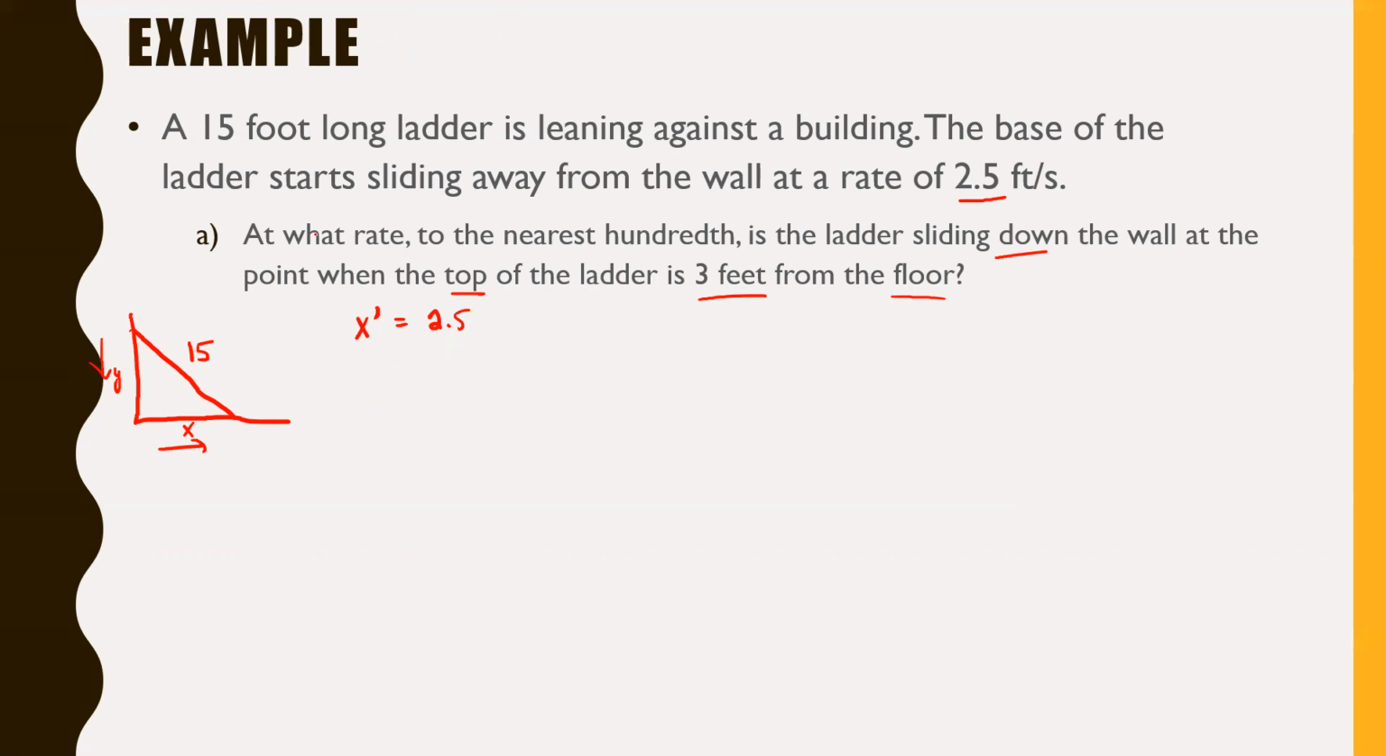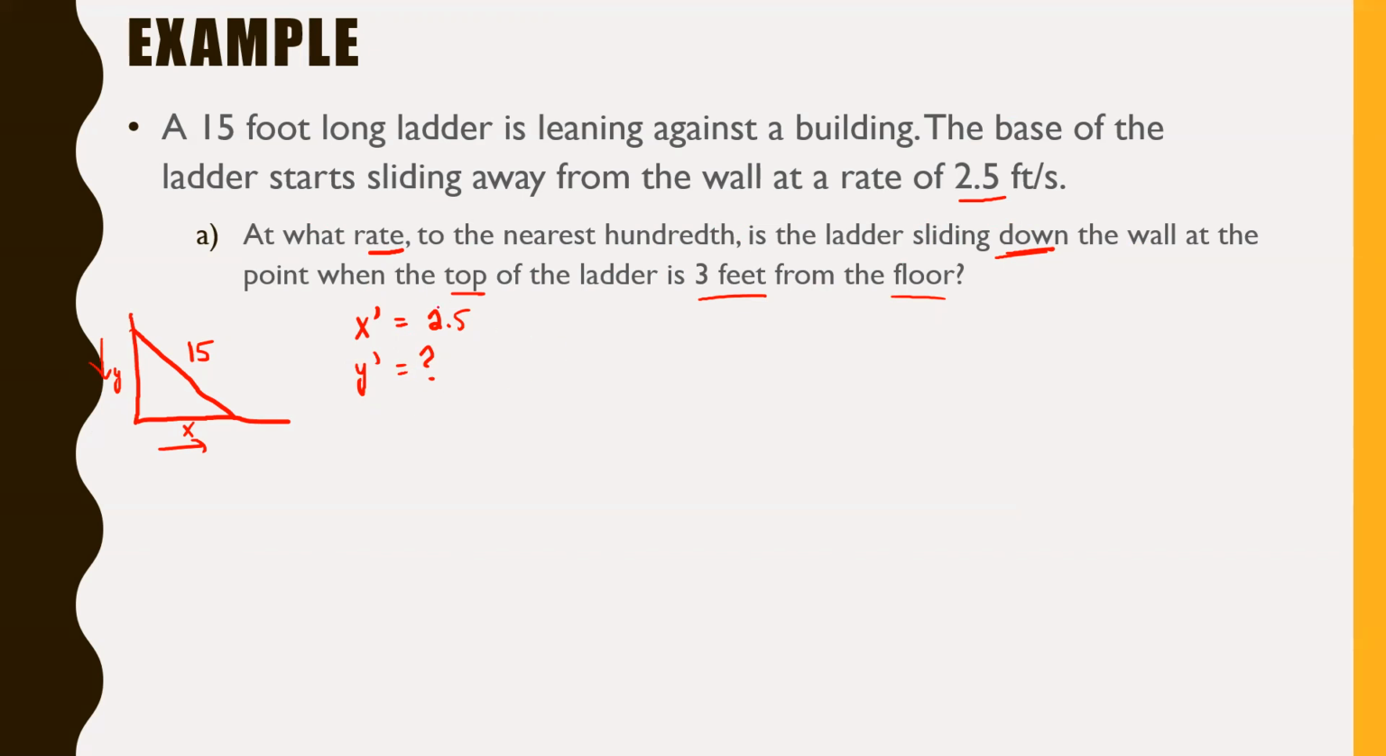Next thing it says, at what rate to the nearest hundredth is the ladder sliding down the wall at the point when the top of the ladder is 3 feet from the floor? So what we're looking for here is the rate at which the ladder is sliding down the wall, the rate at which it's going down this way. If this was the rate at which it was going away from the wall, then y prime would be the rate at which it's going down the wall. So I'll say y prime equals question mark. That's what we're looking for.